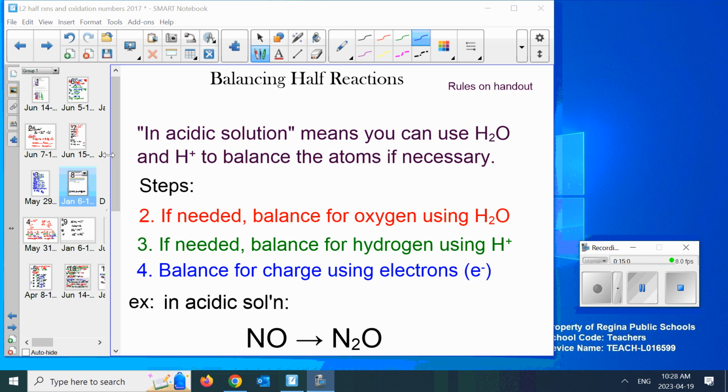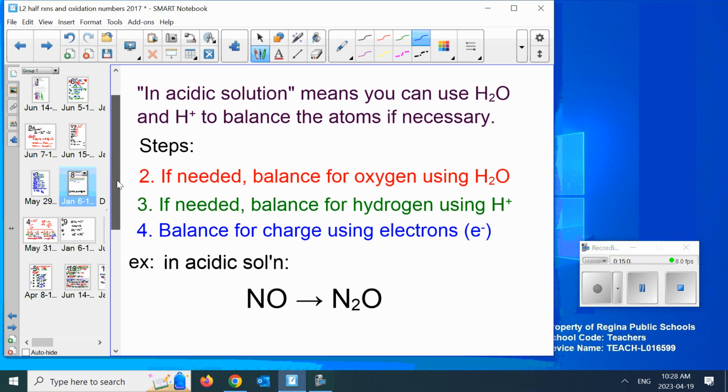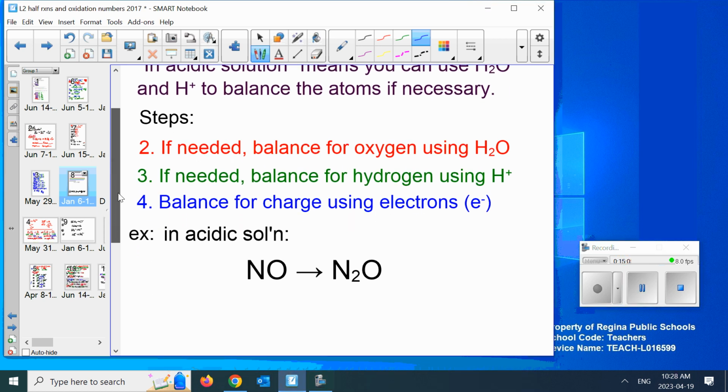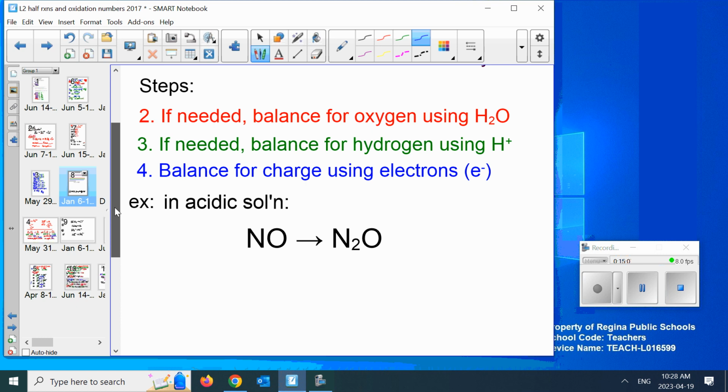Okay. Anyways, back to this. Balancing these half reactions, we're going to assume this is in acidic solution. Here's how we do it. I'm going to use my colors. Step 2 or 3. Now, the first step I said we're not really using, but we do have to balance for things that aren't oxygen or hydrogen. Right off the bat, NO goes to N2O. Okay? So we've got to balance for nitrogen.